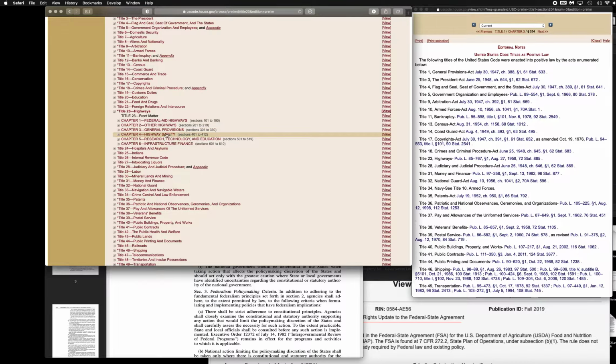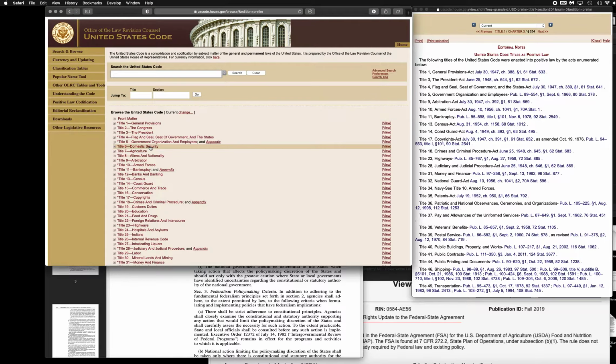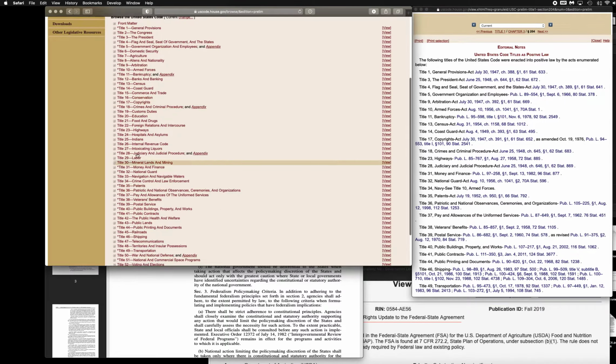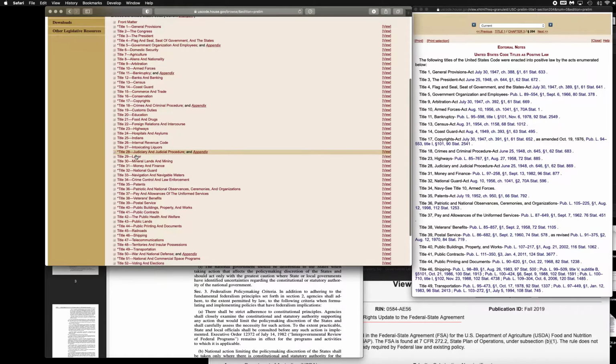So if they have the positive law citation in Chapter 4, then only Chapter 4 and after is positive. If they have the positive law citation in Chapter 6, it's only Chapter 6 and after that's made positive. So all these other things may be positive, but it doesn't mean that the whole title is made positive. So let's get to the courts.